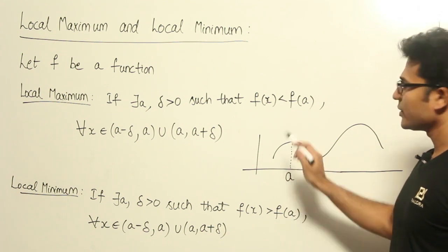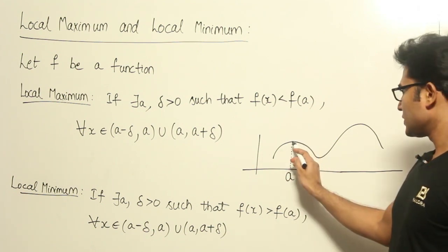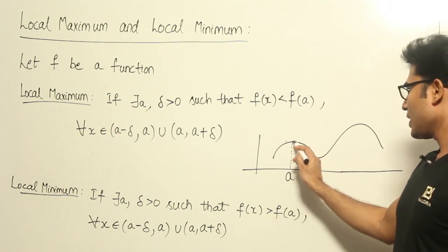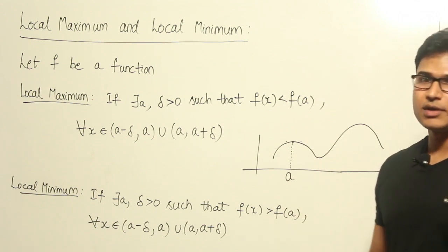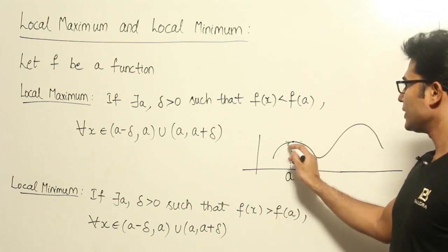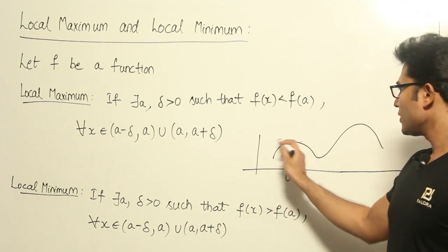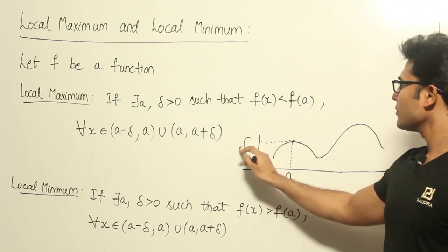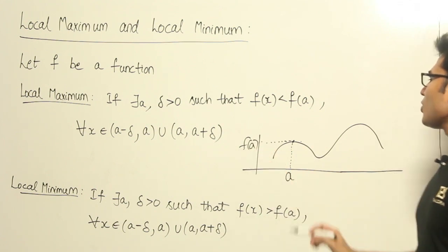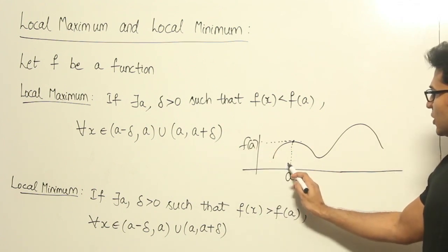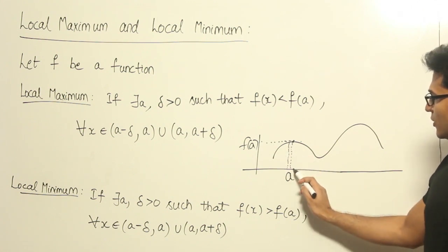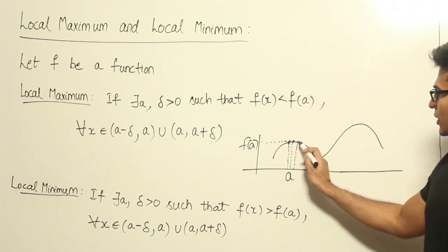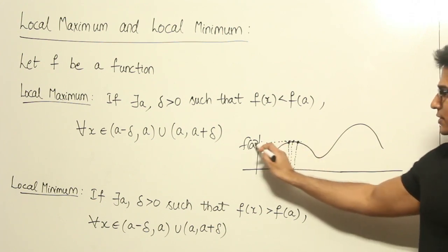Now if you look at this point, any point which is taken just to the left of it, which means in the neighborhood to the left of a, and just to the right of it, at those points the value will be less than f of a. See, the value of the function at this point is f of a, right? If you take any point to the left of a, or any point to the right of a, so here or here, these values will be less than f of a.